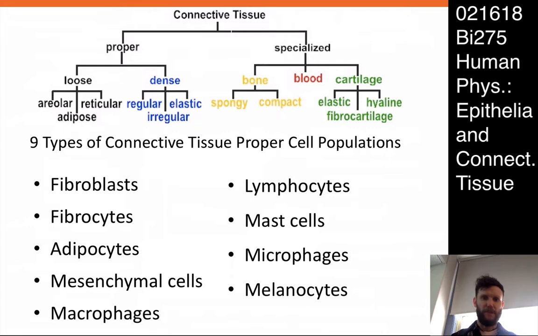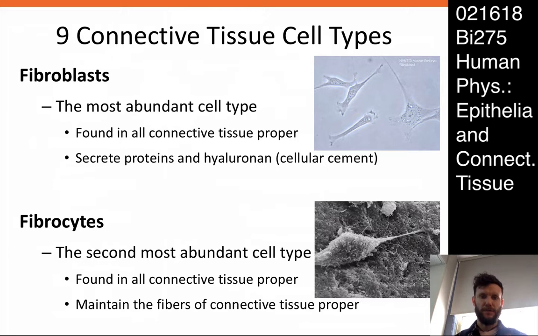Connective tissue itself is broken into this hierarchy you see in the top. There's the proper connective tissue, which is distinguished as loose or dense, and then there's these specialized forms: the supportive connective tissue in the bone and the cartilage, and then the transport connective tissue in the blood. All right, so let's start looking at the cell types.